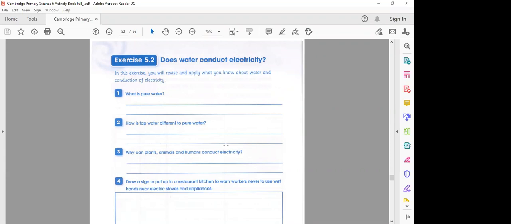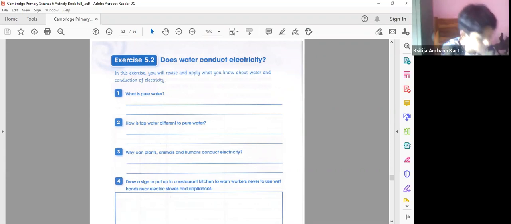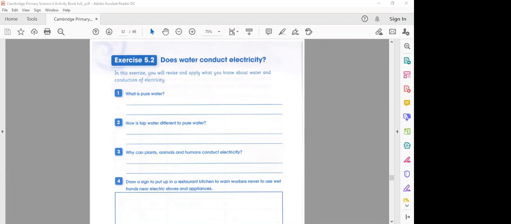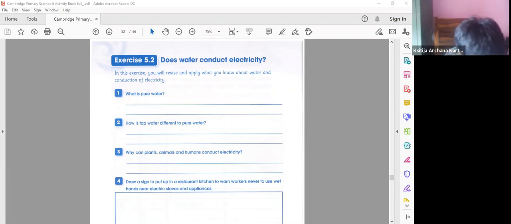Question number 2. Pure water is water that has been mechanically filtered or processed to remove impurities. Tap water is not processed or filtered and has impurities. Pure water is processed and filtered and has no impurities. Fine.